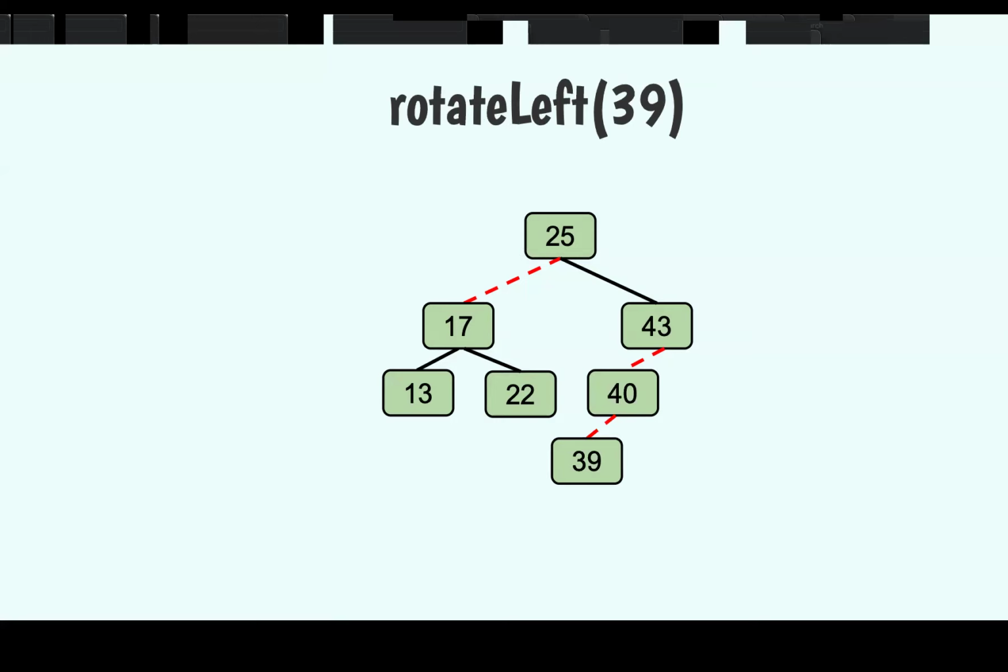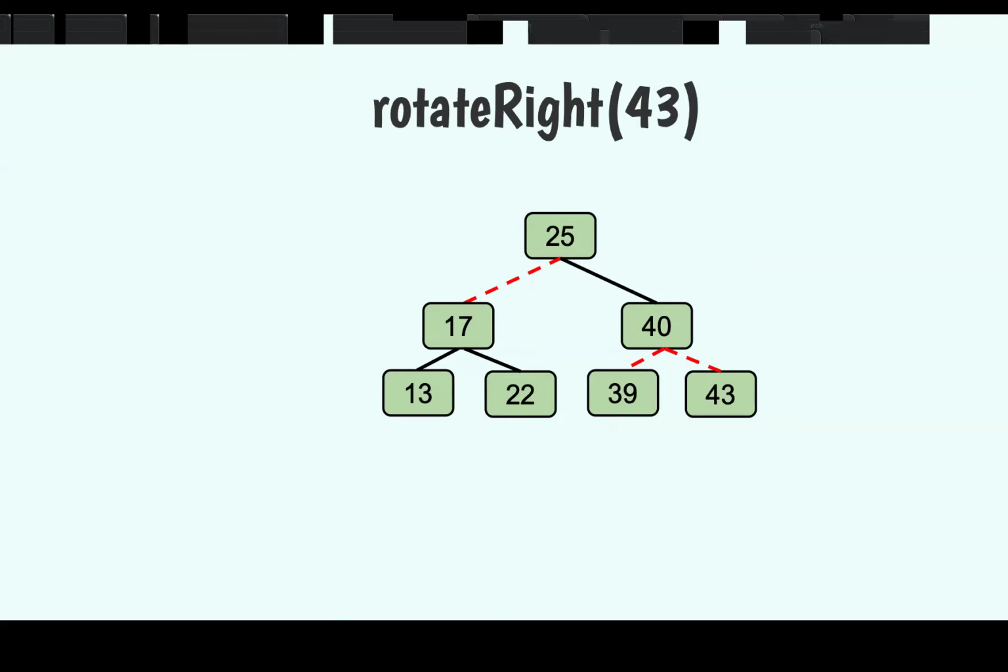Okay, so what do we think will happen next? Yes, we have 2 red links in a row, which we can't have. So we're going to rotate 43 right. And now we have 2 red links, which again is not allowed. So we're going to color flip 40. It's all black. And last, what is the last operation we're going to do? Yeah, we can't have 2 red links, so we're going to color flip 25.